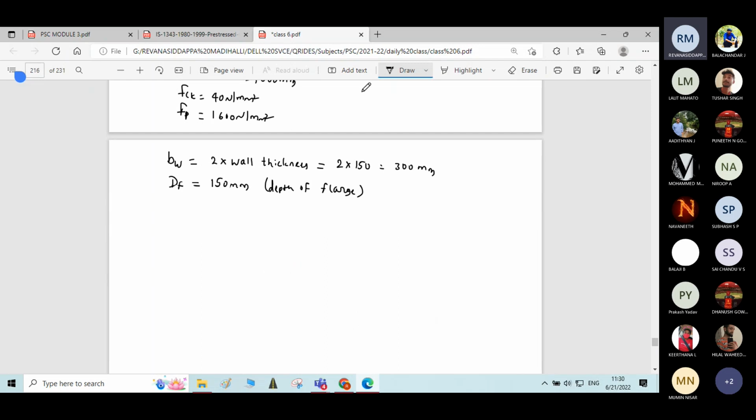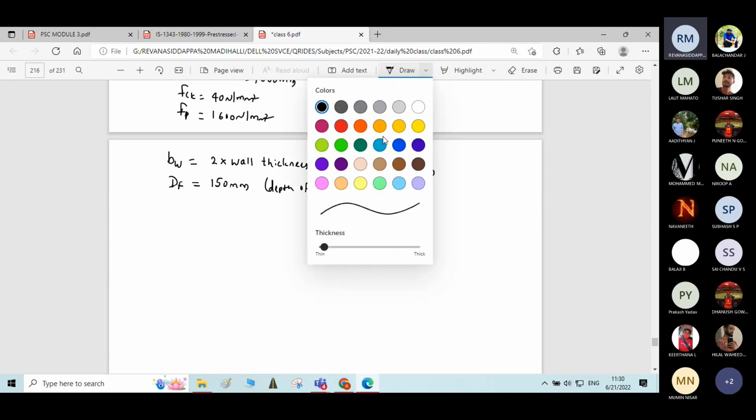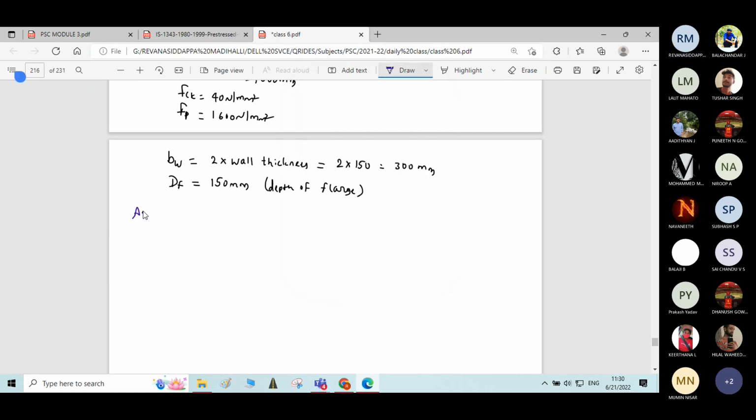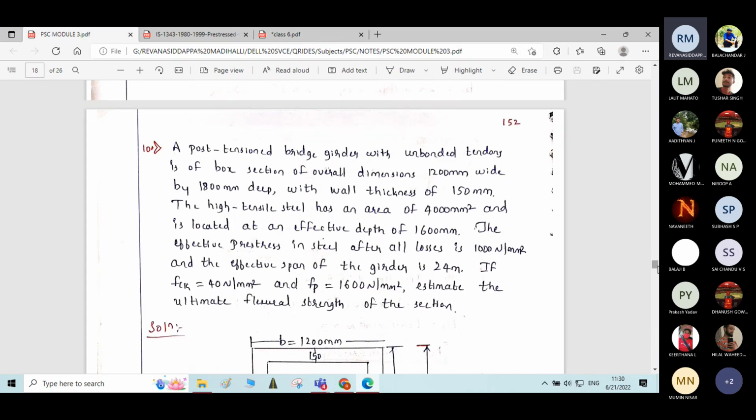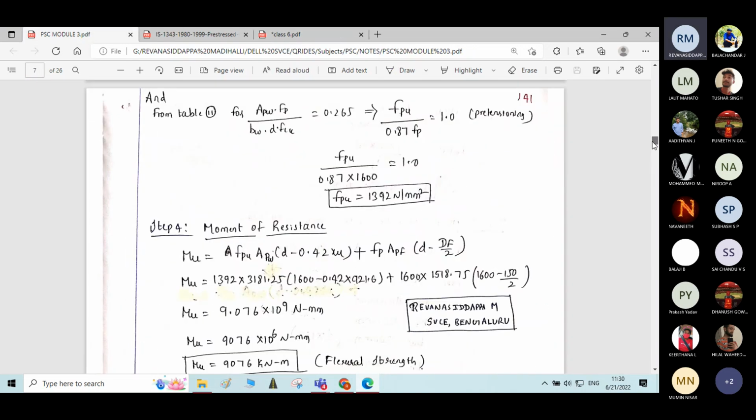Now write a note assuming that the depth of neutral axis lies within web. If you assume that the depth of neutral axis lies within the web, then what is the procedure we have to use?